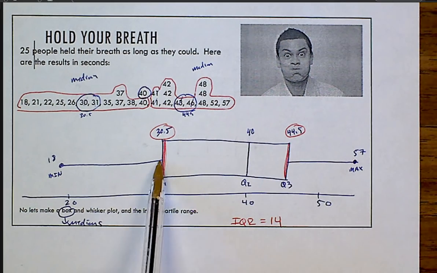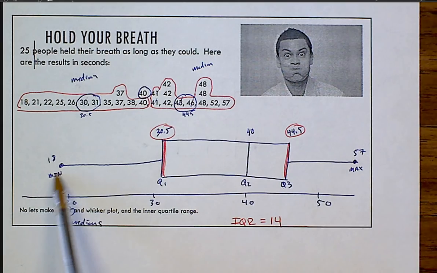This would be the lower quarter, this would be the upper quarter. A quarter and a quarter make another half, and a half and a half make all, or everything.